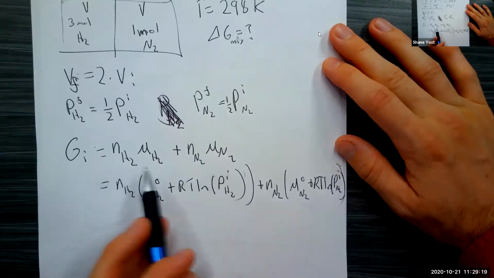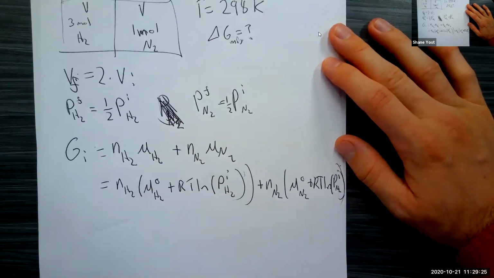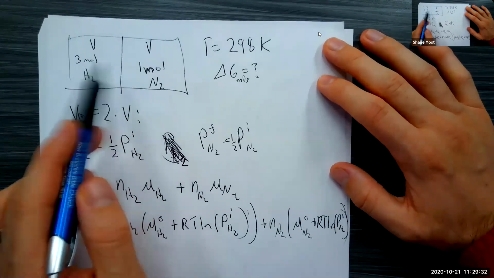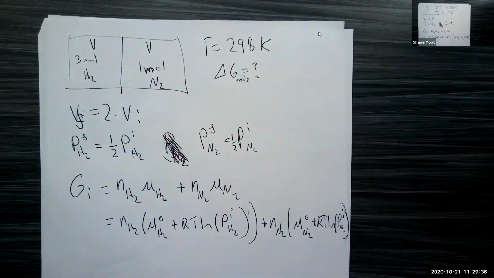Right, the initial chemical potentials of H2 and N2 are just going to be related to their initial pressures, which aren't necessarily the same. I mean, we know they're not the same because the volumes are the same, but the number of moles are different. So I could actually tell you that the pressure on the side that contains H2 is 3 times larger than the pressure on the side that contains N2. It's got 3 times more moles in the same amount of volume.